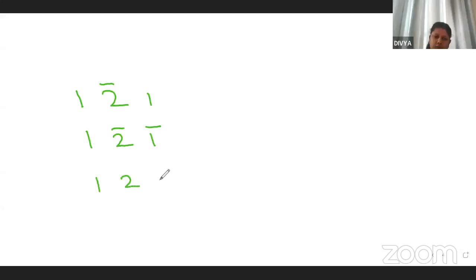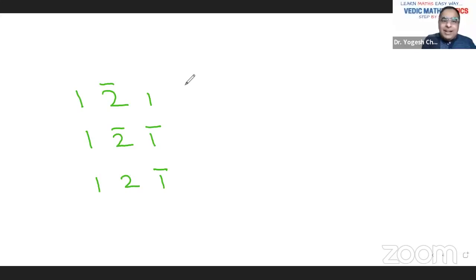Now what is the value? See, I gave you 3 numbers: 1, 2 bar, 1; 1 bar, 1 bar; and 2, 1 bar.